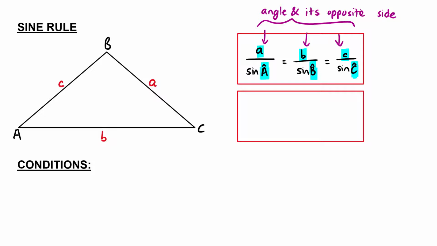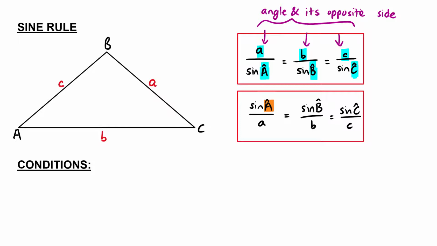And because we've got an equal sign in between each of those expressions, we know that for a fraction we can just swap them around. So we could actually write this expression as sine A over a, which is equal to sine B over b, which is equal to sine C over c.